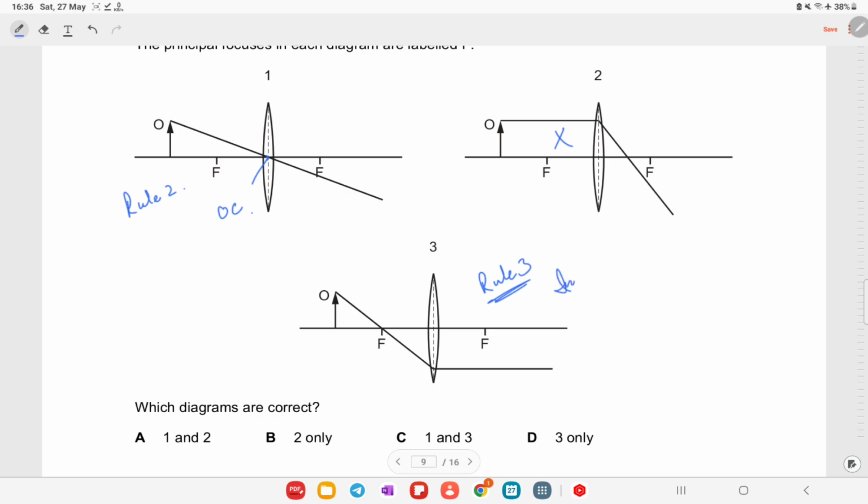Image creation, if you recall that topic: if the ray of light passes through the principal focus, then after getting into the lens it is going to be parallel to the principal axis. I'm making the arrows opposite to that so that you can understand. And so over here option C is the right answer in this question.